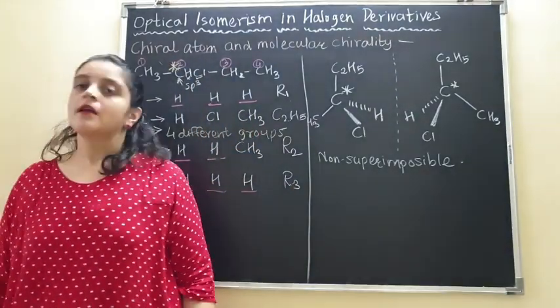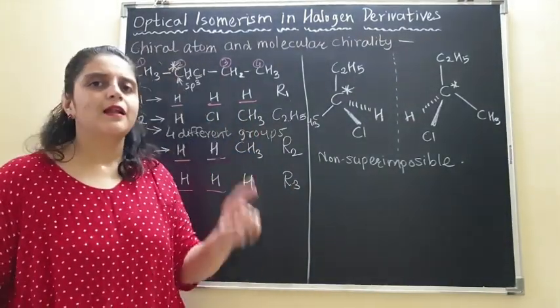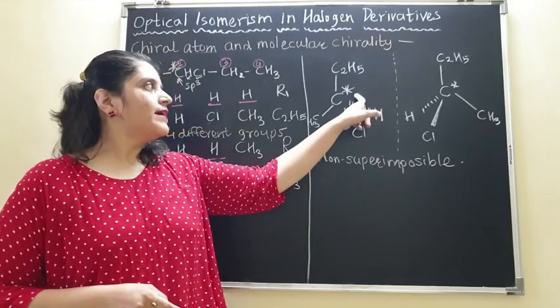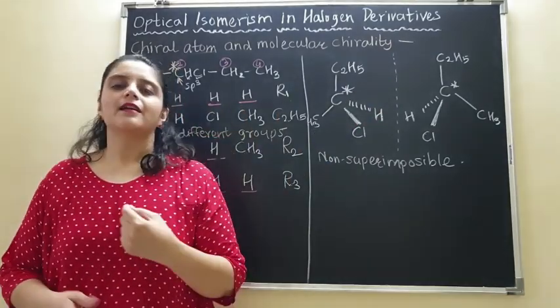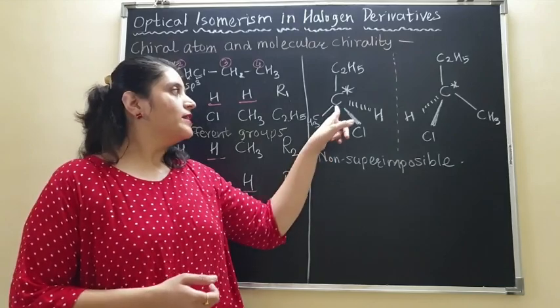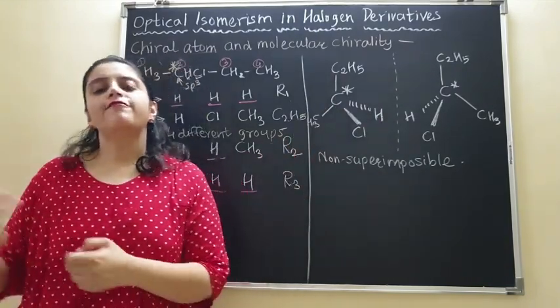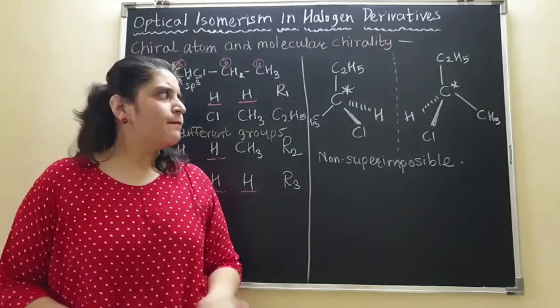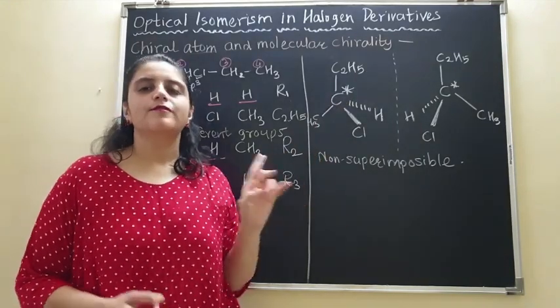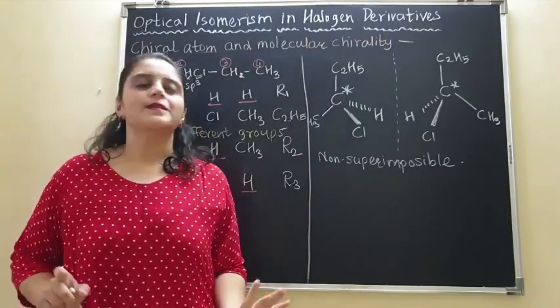Non-superimposable mirror images. But when is this possible? It is possible only when the carbon is a chiral carbon atom. That means only when the carbon atom is attached to 4 different groups. Okay, imagine out of these 4 groups, 2 groups are the same.